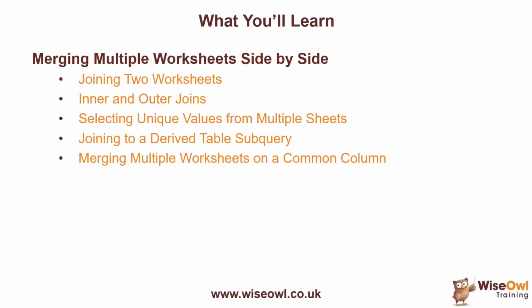We'll start with a quick reminder of how to join two worksheets together using a combination of inner and outer joins. Then we'll explain how to build a list of unique values from multiple worksheets using union queries. We'll use the results of that union query to populate a derived table subquery, and then explain how to join other worksheets to the results of that subquery.